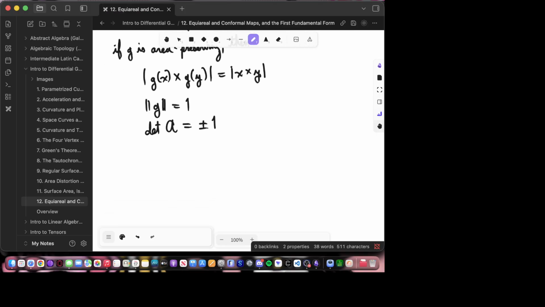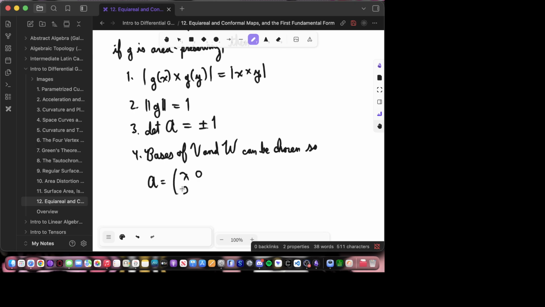And finally, let's number these. So the bases of V and W can be chosen in such a way that the matrix will be equal to this for some positive lambda.